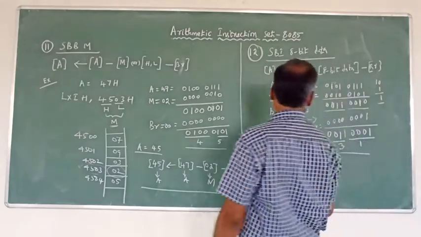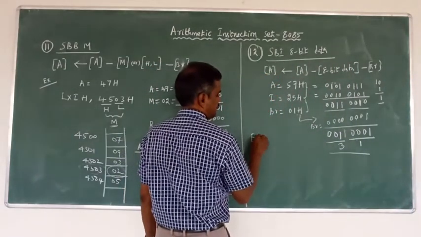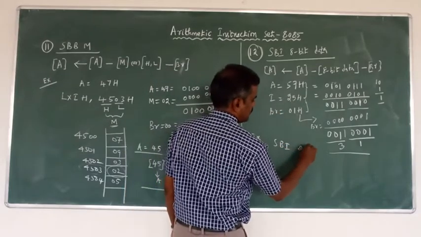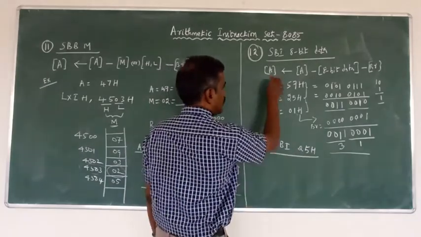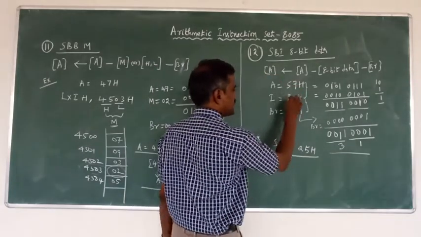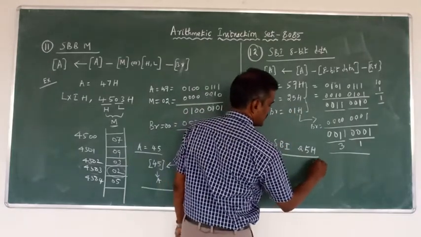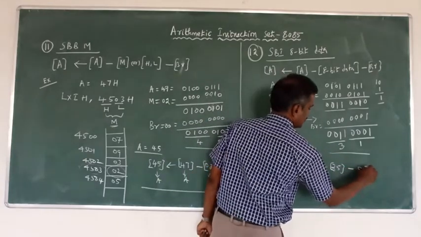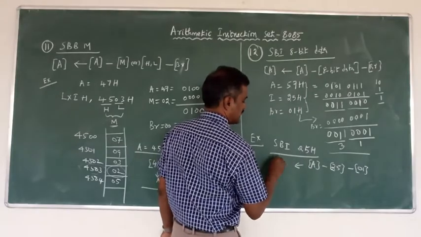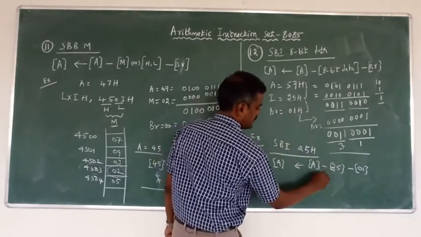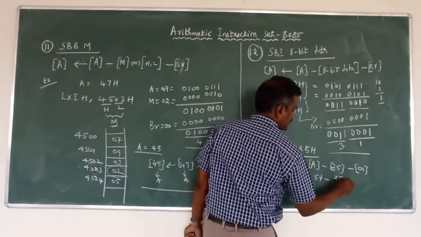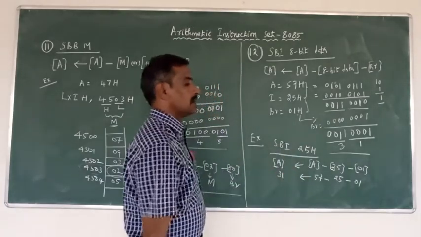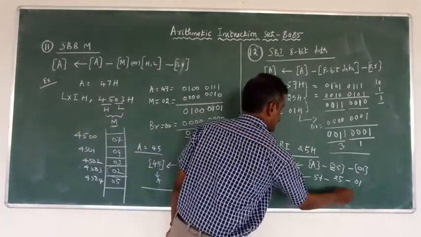Now example: SBI immediately given data 25H. Okay, accumulator 57, borrow 01, that is accumulator data minus 25, and if any borrow is 01 here, the result moves to the A register. Now accumulator data 57 is subtracted with 25, that result is subtracted with 01, and finally the result 31 moves to the accumulator.